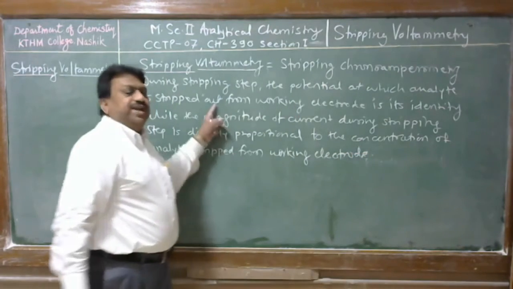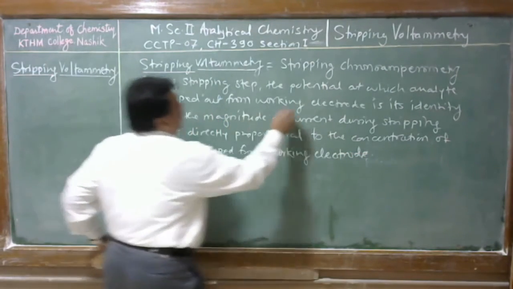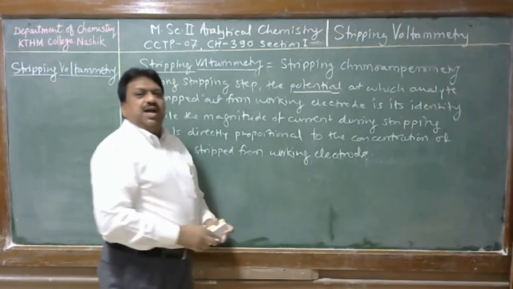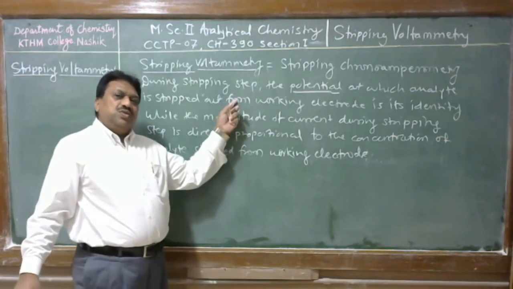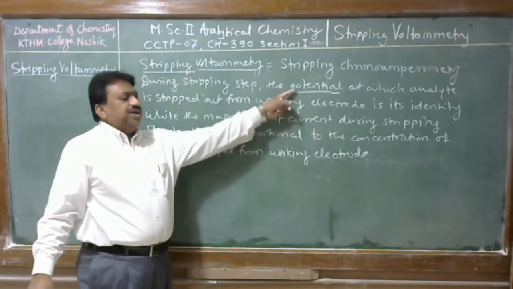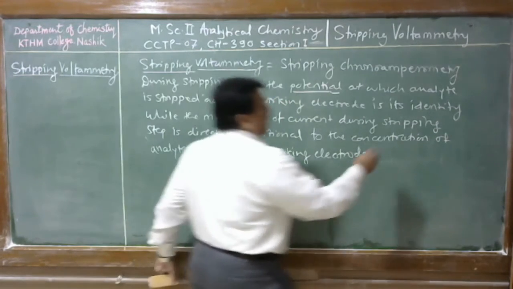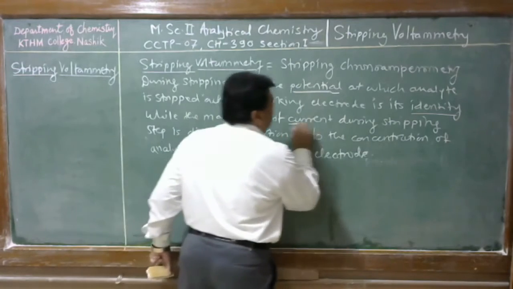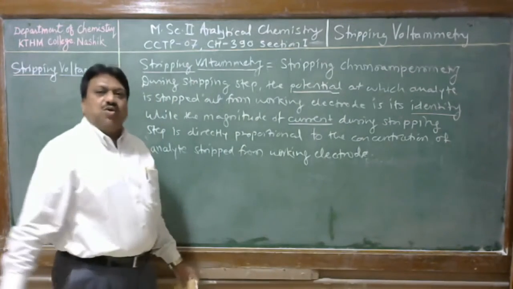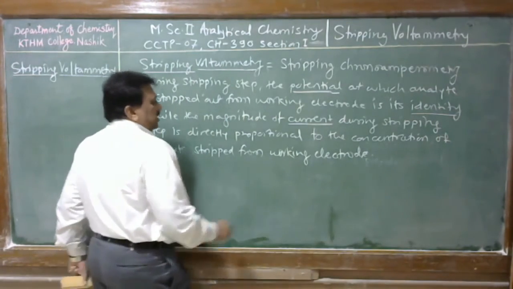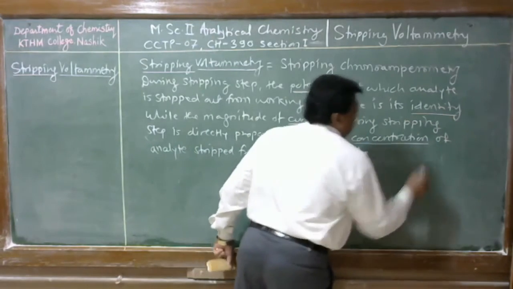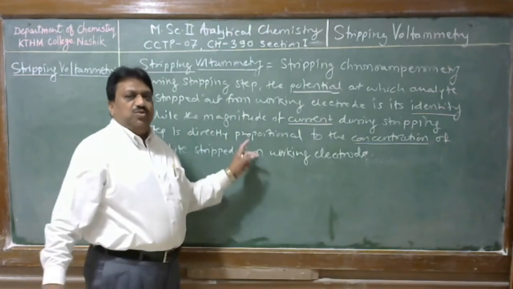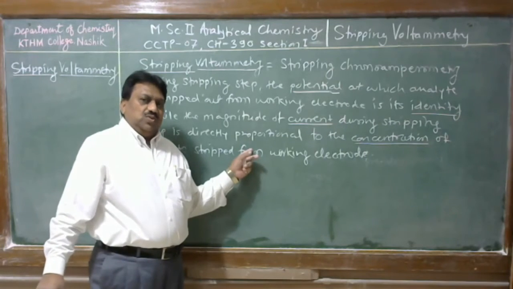Therefore, in stripping voltammetry, the potential at which the analyte is redissolved into the solution is the identity of the material, and during the stripping step, whatever magnitude of current is obtained is related to the concentration or the amount of material which is removed from the working electrode.